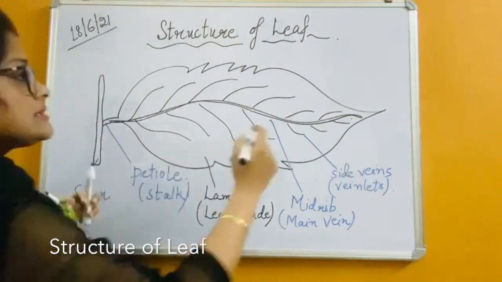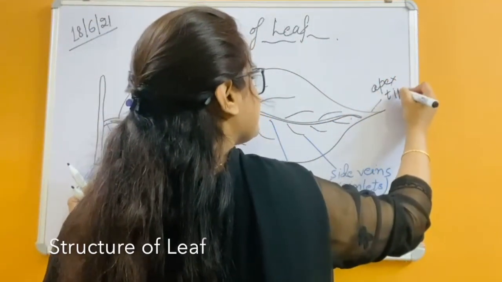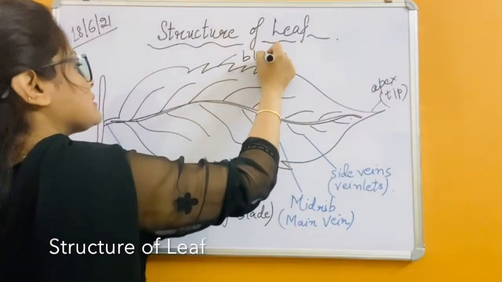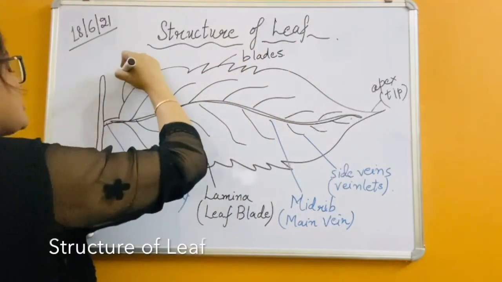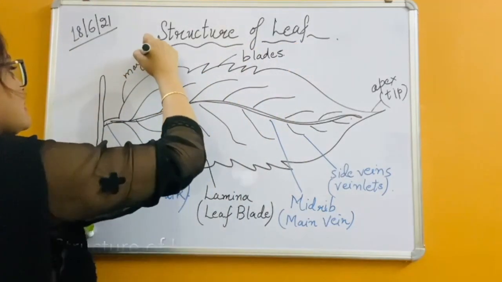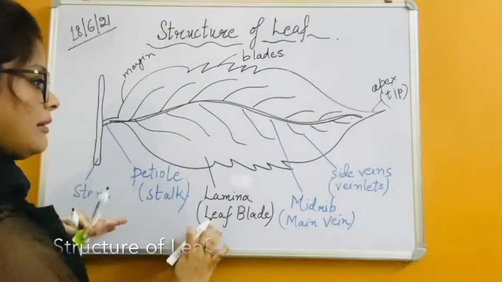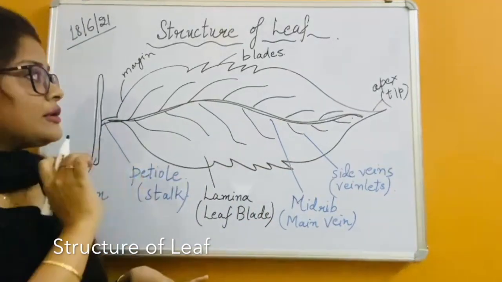Okay, now this is the apex, the tip of the leaf. These are the blades, and this is the margin. The main important parts of the leaf are lamina, midrib, side veins and petiole.